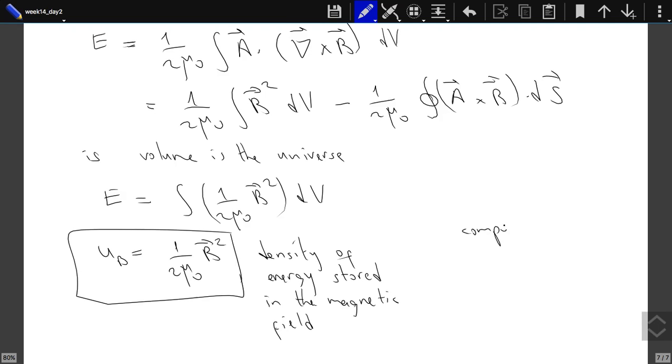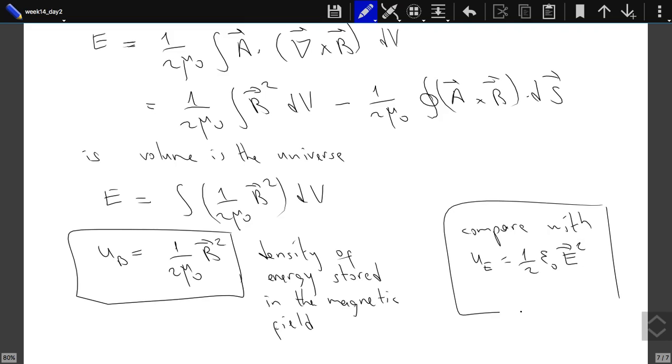Just compare it with the energy stored in the electric field, which was 1 over 2 epsilon 0 E squared. So basically, just like we can store energy in the electric field, we can store energy in the magnetic field.